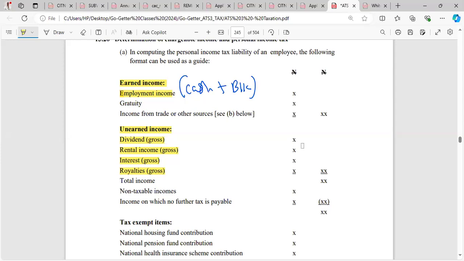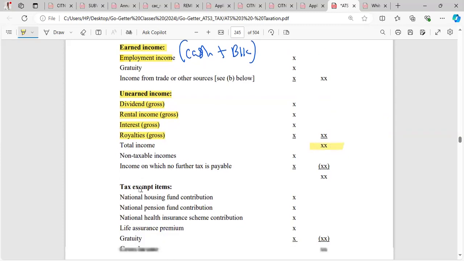Now when you add everything together, both the earned and the unearned income, you have your total income. Then you bring your non-taxable income, the income on which there is no further tax. If there is non-taxable income, you bring it from here. For example, dividend has no further tax. Interest income has no further tax. You bring them here, and you deduct them from your total income.